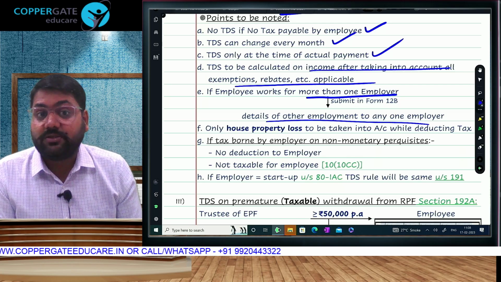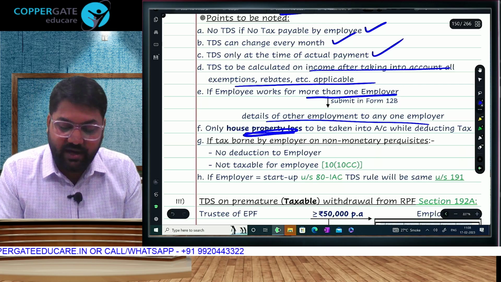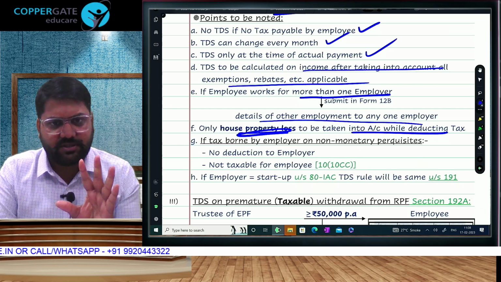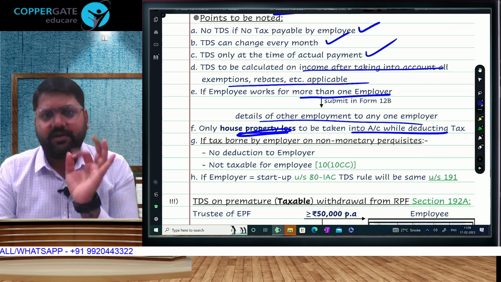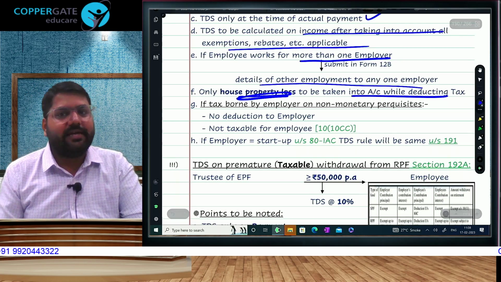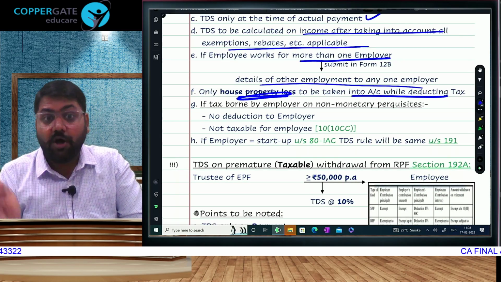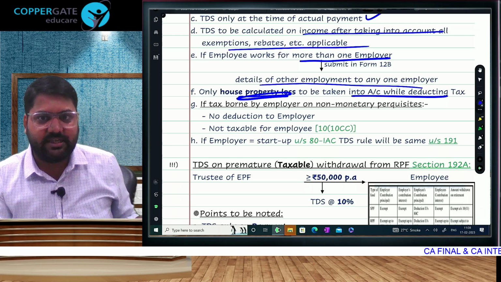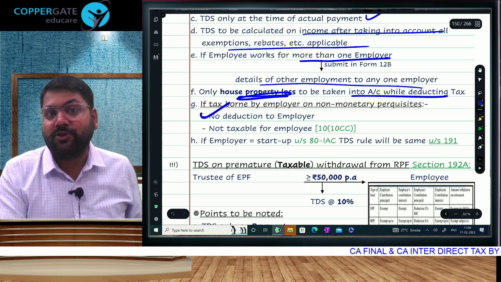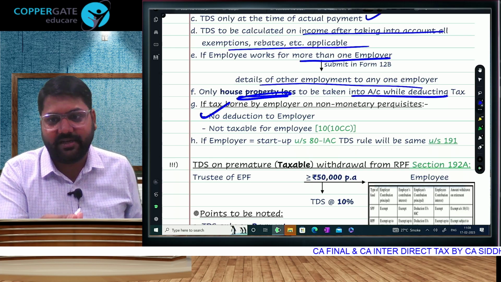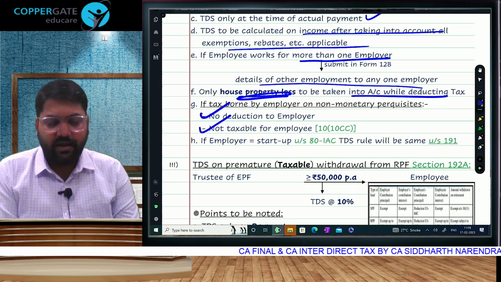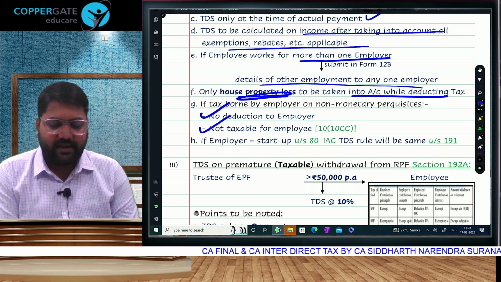If the employee is furnishing details of losses, then for TDS purposes only house property loss will be taken. In your actual computation, you can take all the losses as per the set of chapter, but for TDS purpose, employer will take only house property loss. If boss is paying tax on your non-monetary perquisite, so boss is providing you perquisite and uska tax he is paying to the government. It's a direct tax, so he will not get deduction. But whatever tax you will pay less, because if portion of your tax liability is borne by your employer, so you have to pay that much less. So that will not be taxable for the employee. Whatever he is paying, you don't have to pay tax on that.